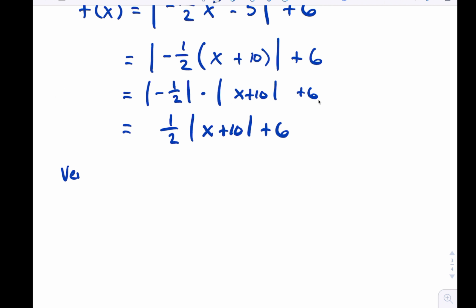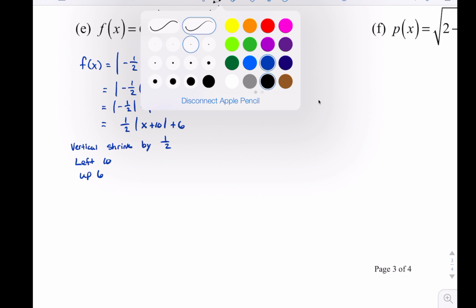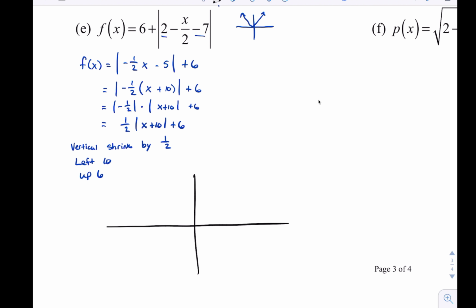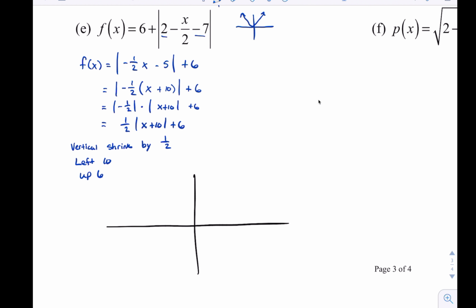Okay, so now I have a vertical shrink by 1/2. I'm going to move this left 10, and then I'm going to move it up 6. Okay? All right, so let's see here. Okay, so again, use your vertex to move it around. So I'm going to move it left 10. So that's going to be -2, -4, -6, -8, -10. Let me extend that a little bit.